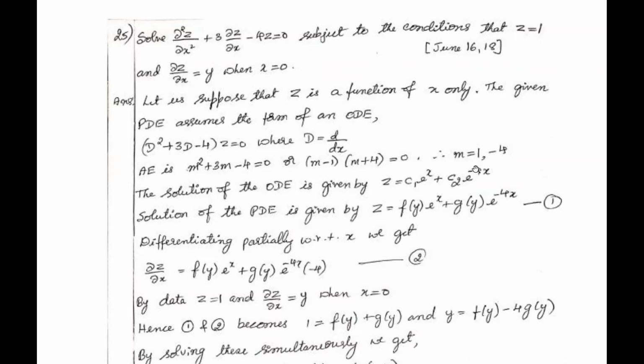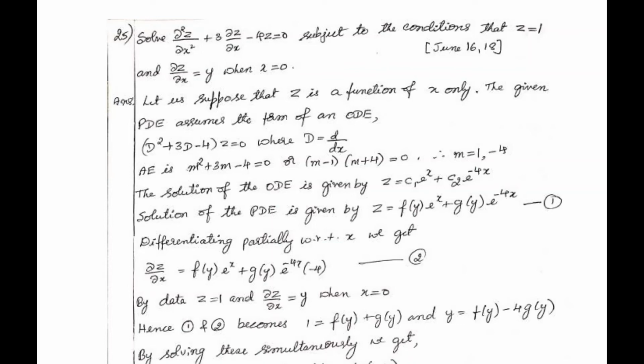So we will get either m equal to 1 or m equal to minus 4. We have the real and distinct roots. Therefore, the solution, the complementary function, can be written as z equal to c1 e power x, that root is 1, plus c2 e power minus 4x. So this is the solution of the ordinary differential equation.